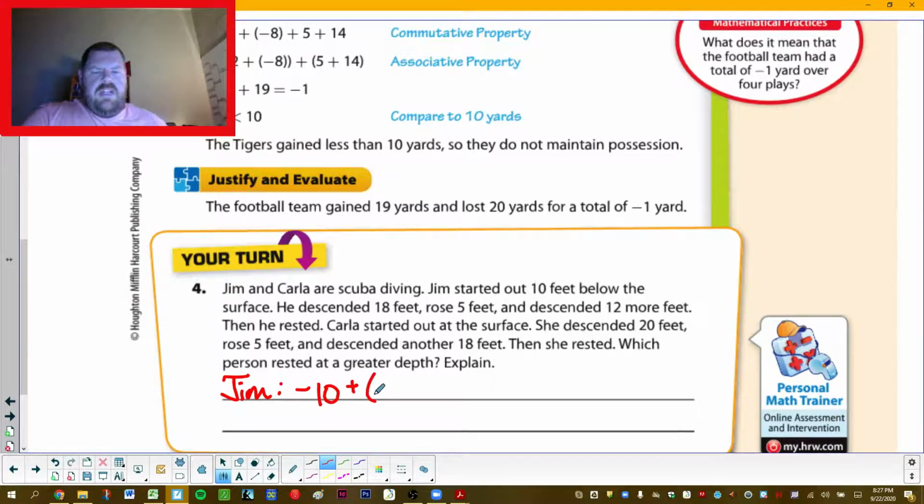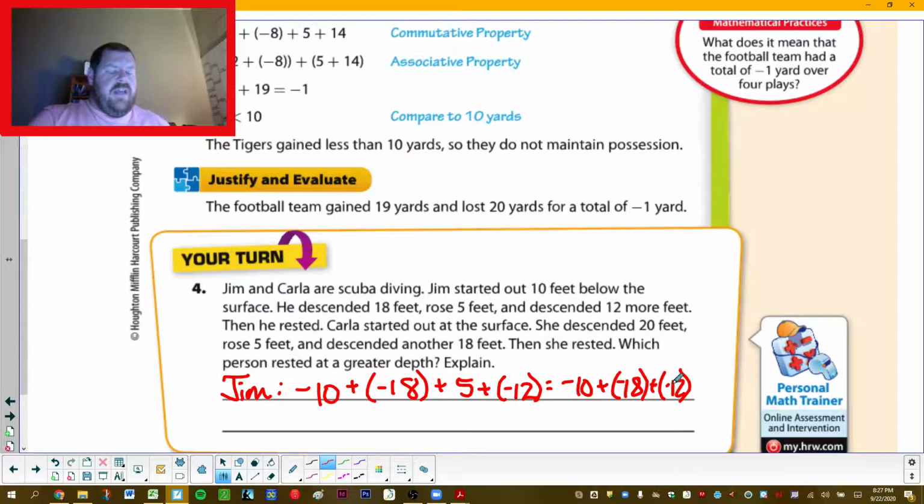And I'm going to use addition on all these. He then went down 18 feet, came up 5 feet, and then went down 12 more. So the beauty with writing this as addition is I can group these together how I want to. And I notice that there's some numbers that go together better than others. -10 plus -18 plus -12 all go together really nicely. And they're all negative. But I do have to add my 5 on at the end.